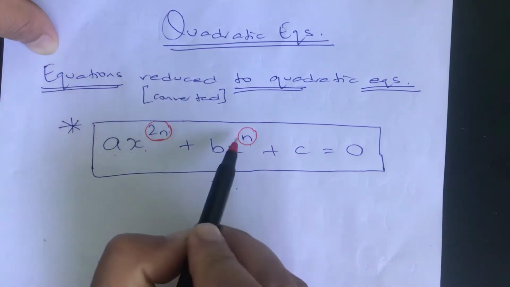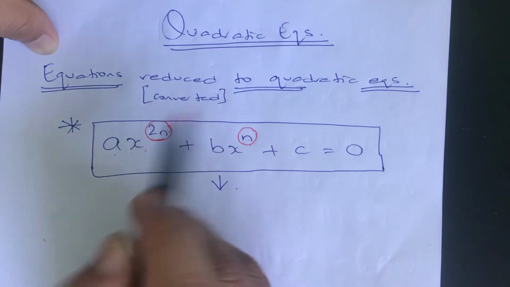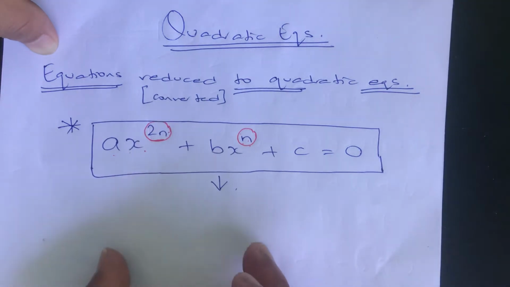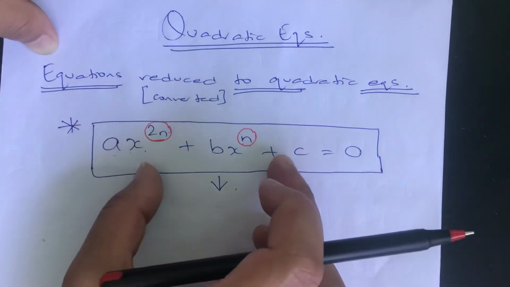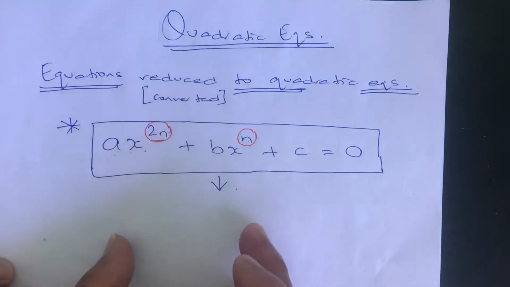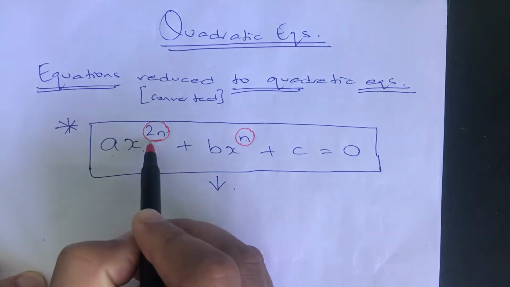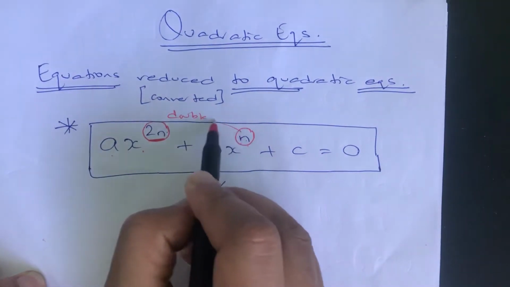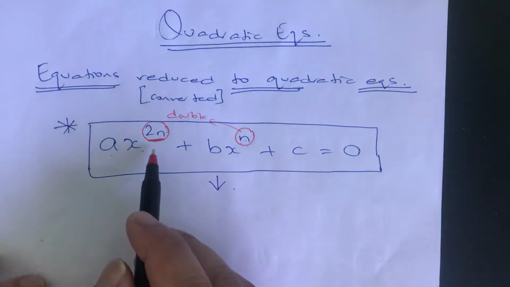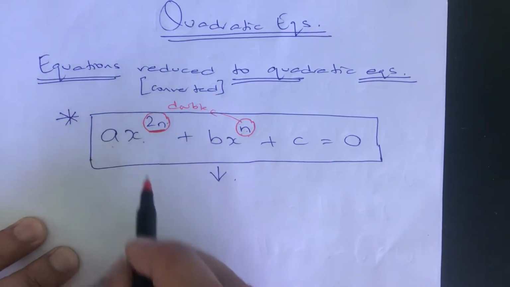Only when this one is the double, or you can say this is the half of this one, can I proceed forward. Till the time I do not get my equation in this form, I will not be able to apply whatever we are about to show you. So you have to make sure that this is exactly the double of this one. I'll give you a few examples also, but once we get it in this form, all we have to do is solve it.